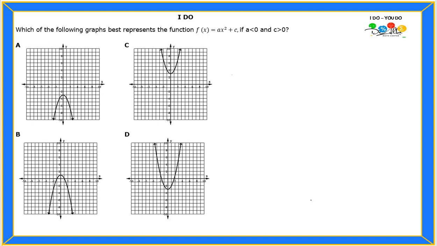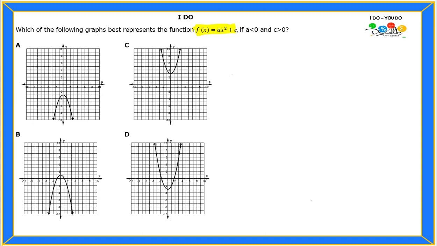And it says, which of the following graphs best represents a function f of x equals ax squared plus c if a is less than 0 and c is greater than 0? Okay, so let's see, what are they asking me to do? Well, they want me to find a function which is in this form, but it has some restrictions, right?